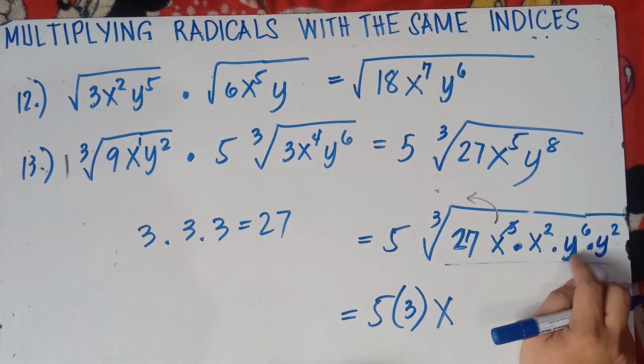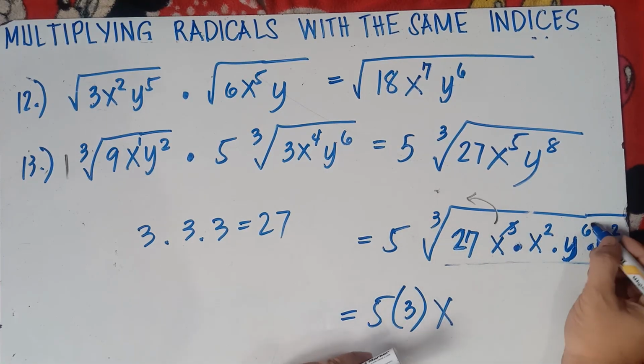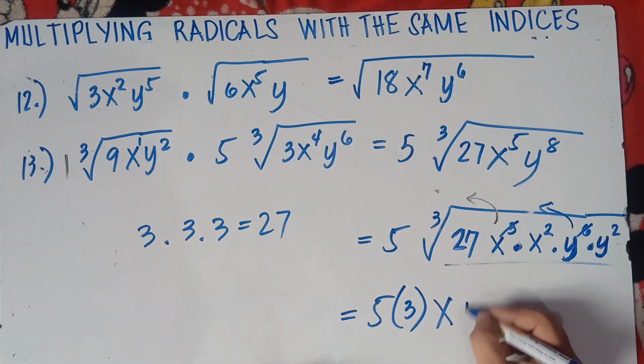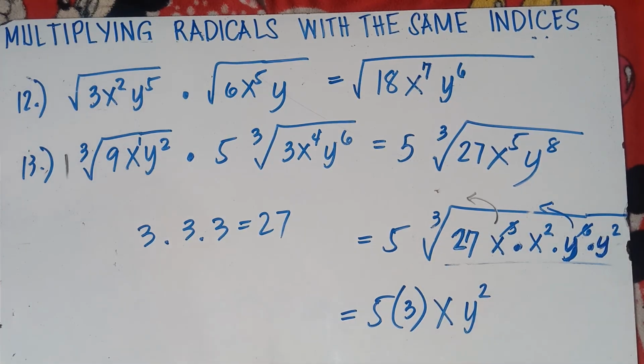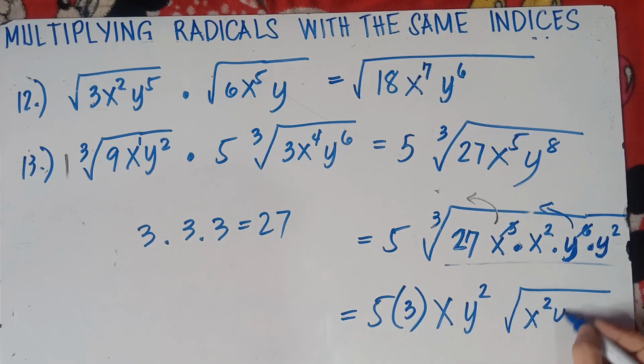For y raised to the power of 6, we can divide 6 by 3. 6 divided by 3, that is 2. We put it outside the radical symbol. So, that would be y squared. Because 6 divided by 3, that is 2. Y squared. Then for 2, we cannot divide 2 by 3. So, the remaining equation on the radical symbol, that would be x squared, then y squared.